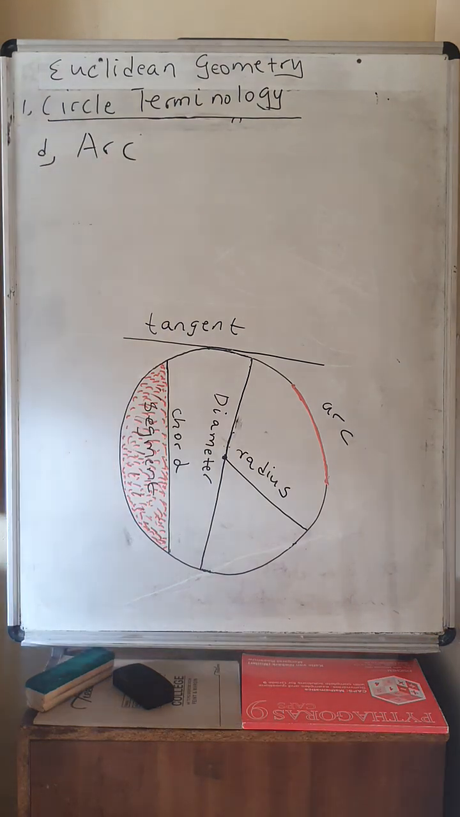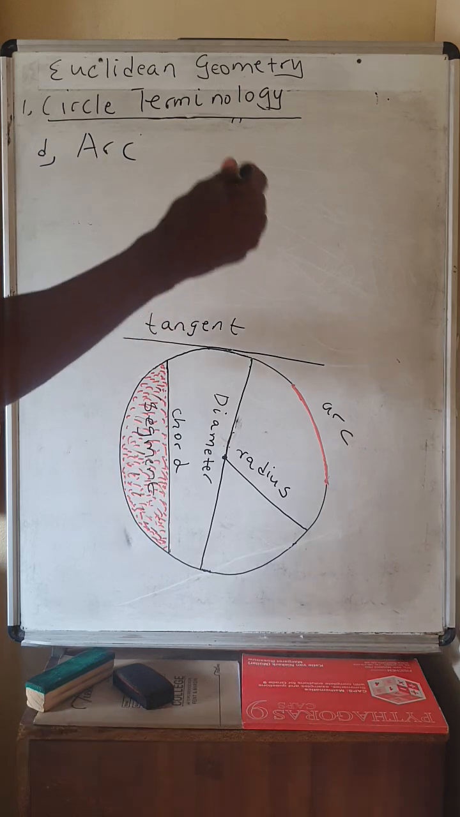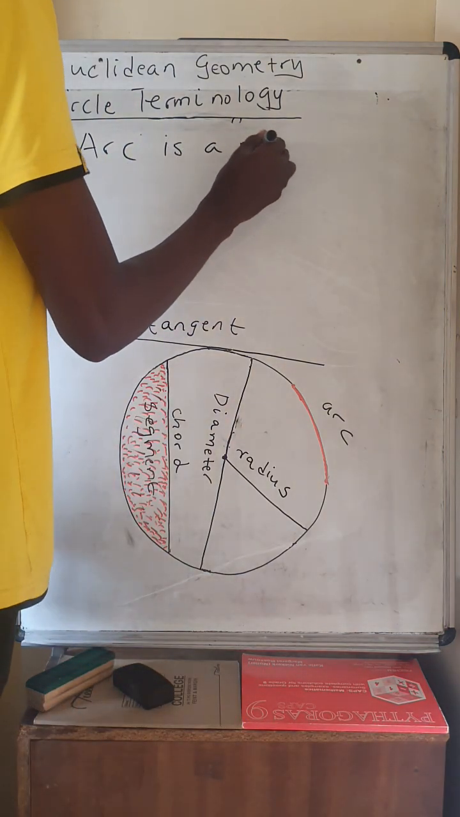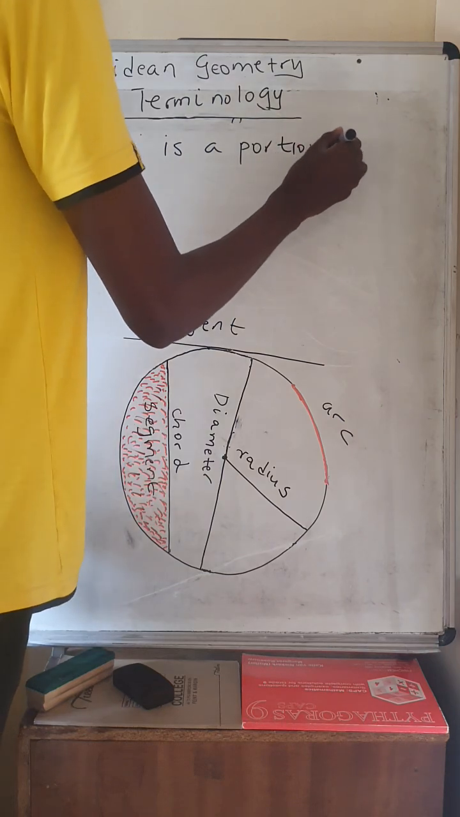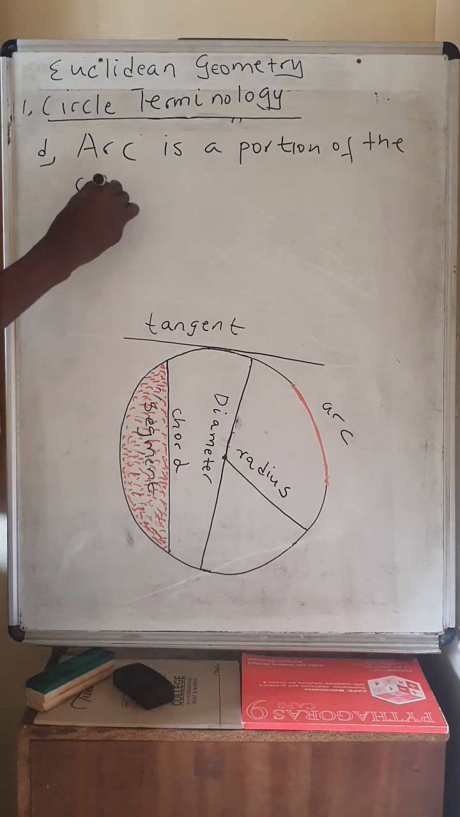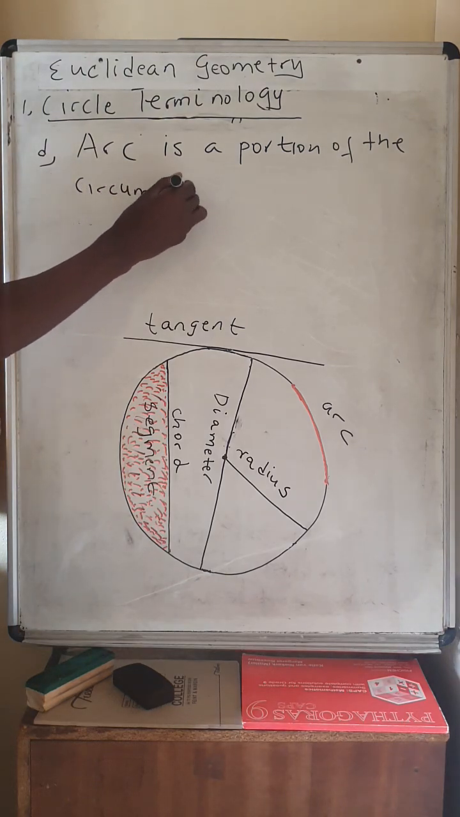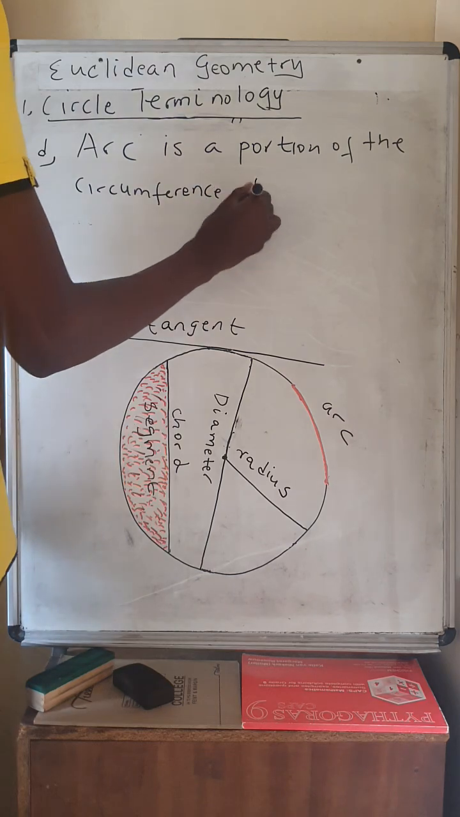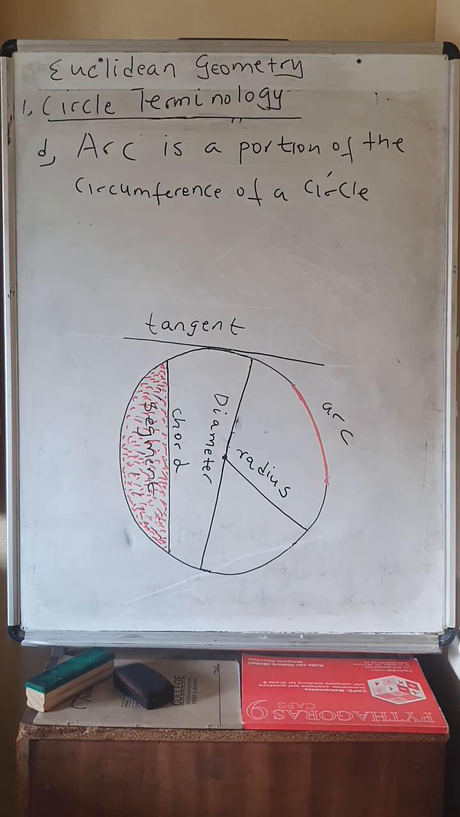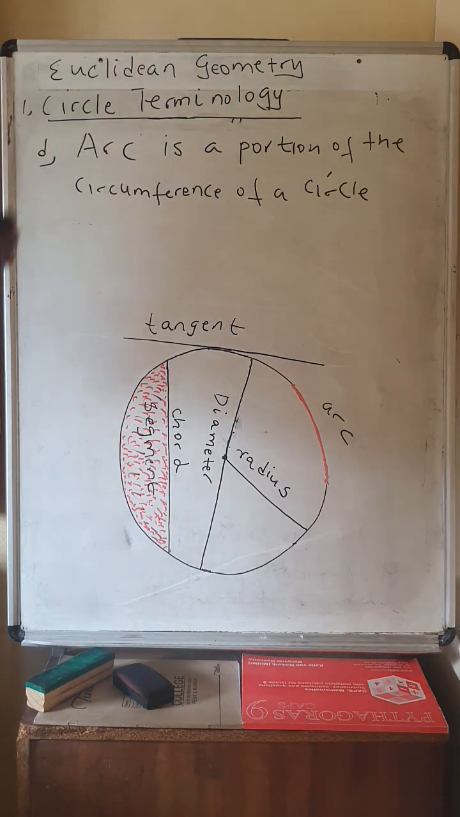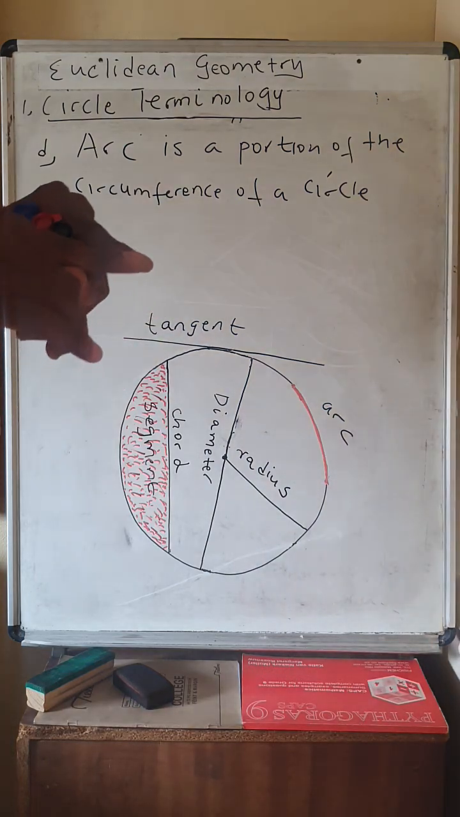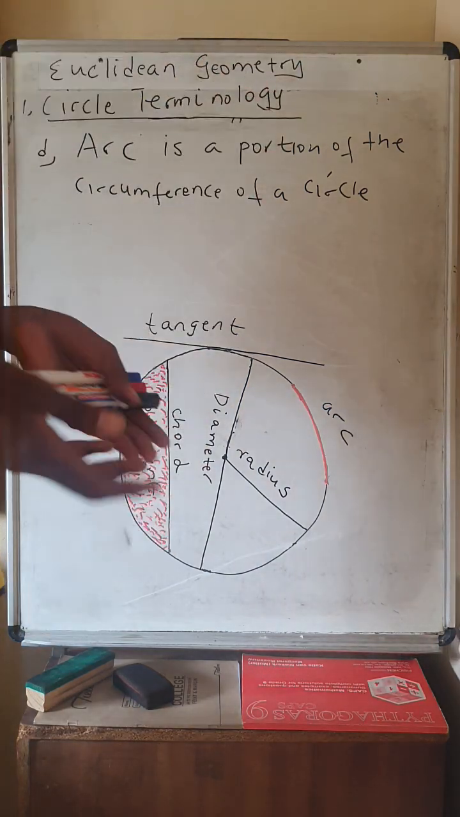What is an arc? An arc is a portion of the circumference of a circle. I think this one I can write it down. So that's what an arc is. It's a portion of the circumference. You already know what the circumference is. Remember I said the circumference is the round part of a circle.